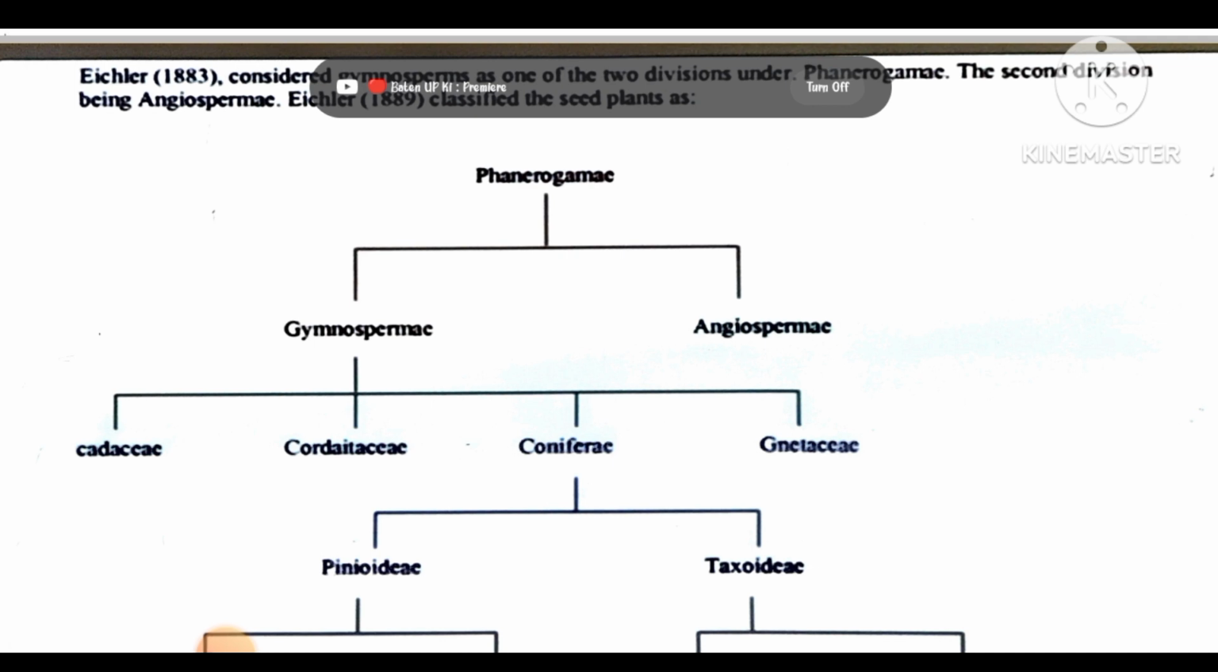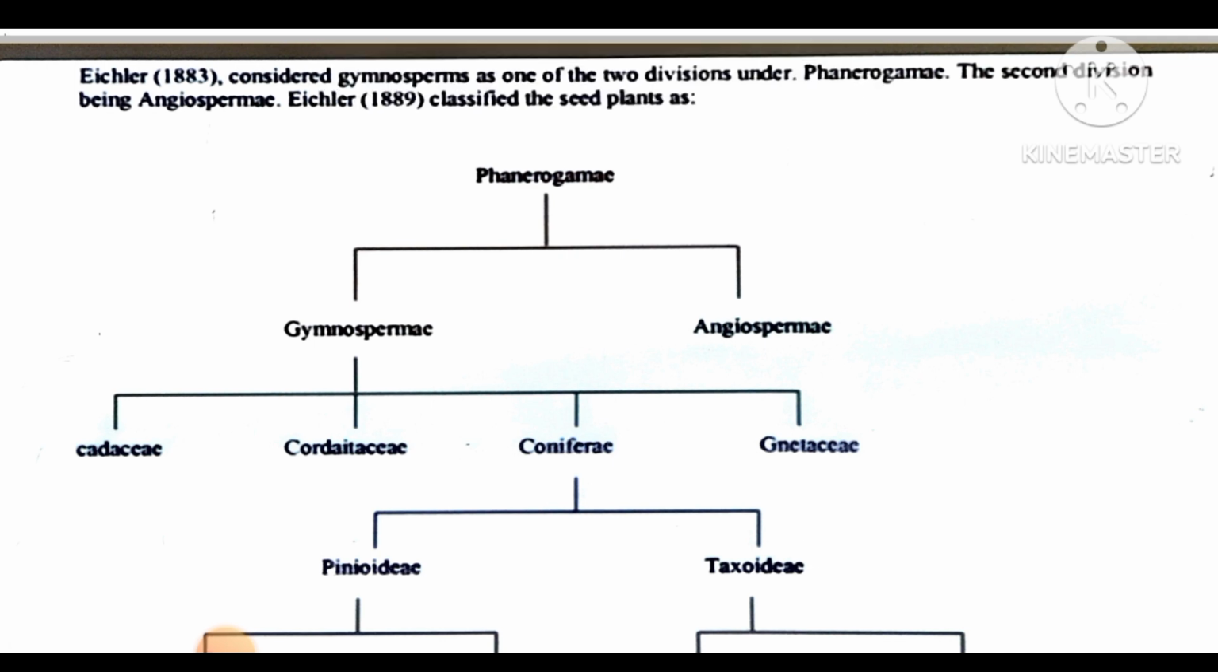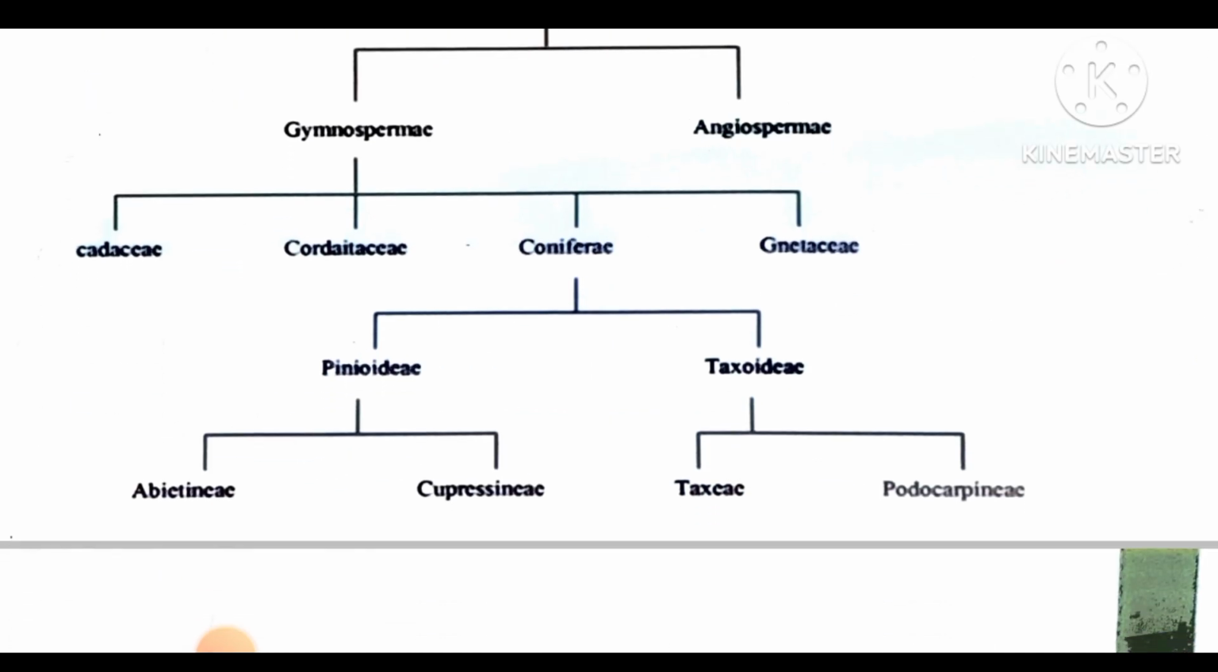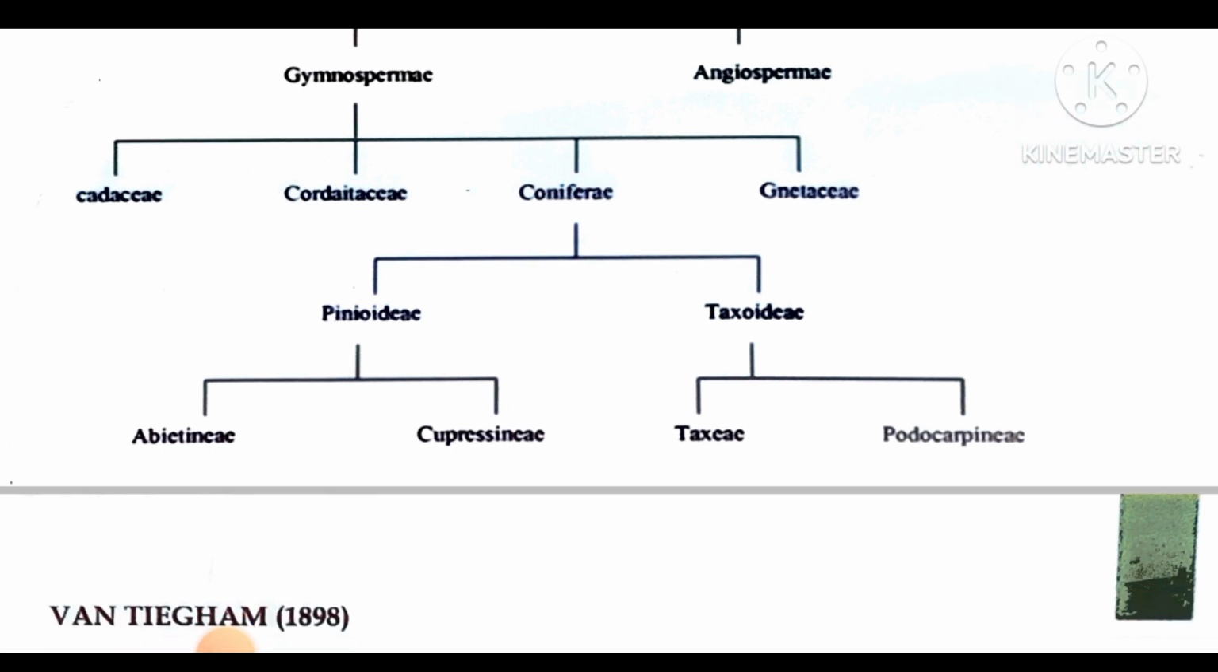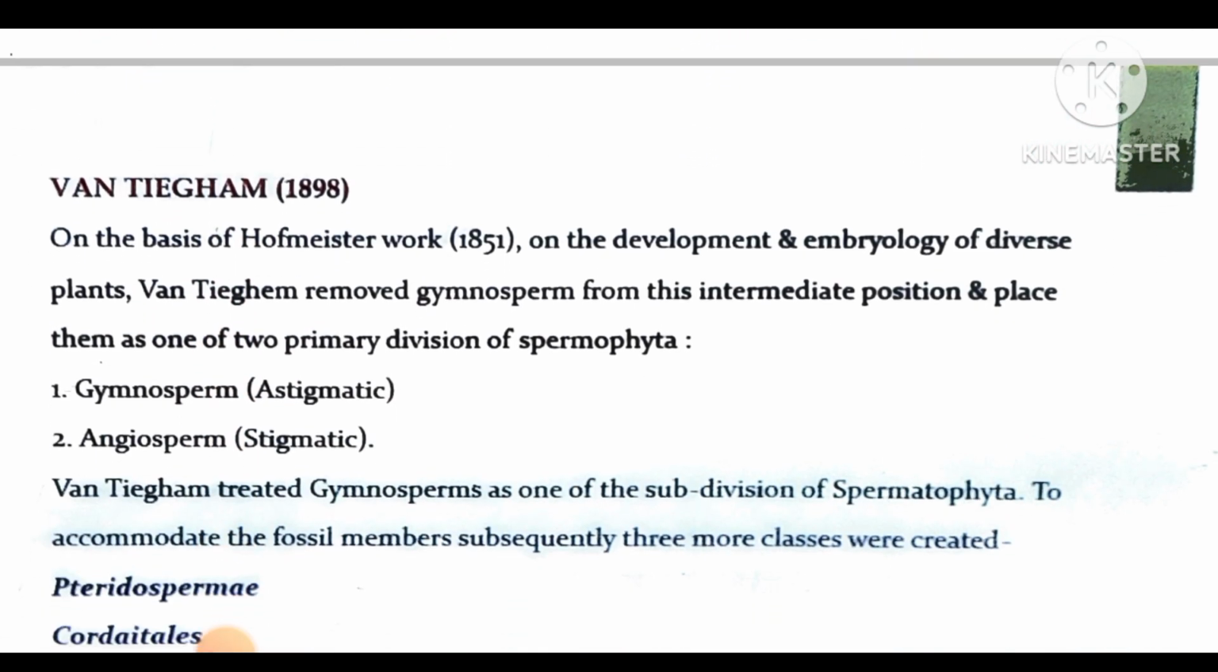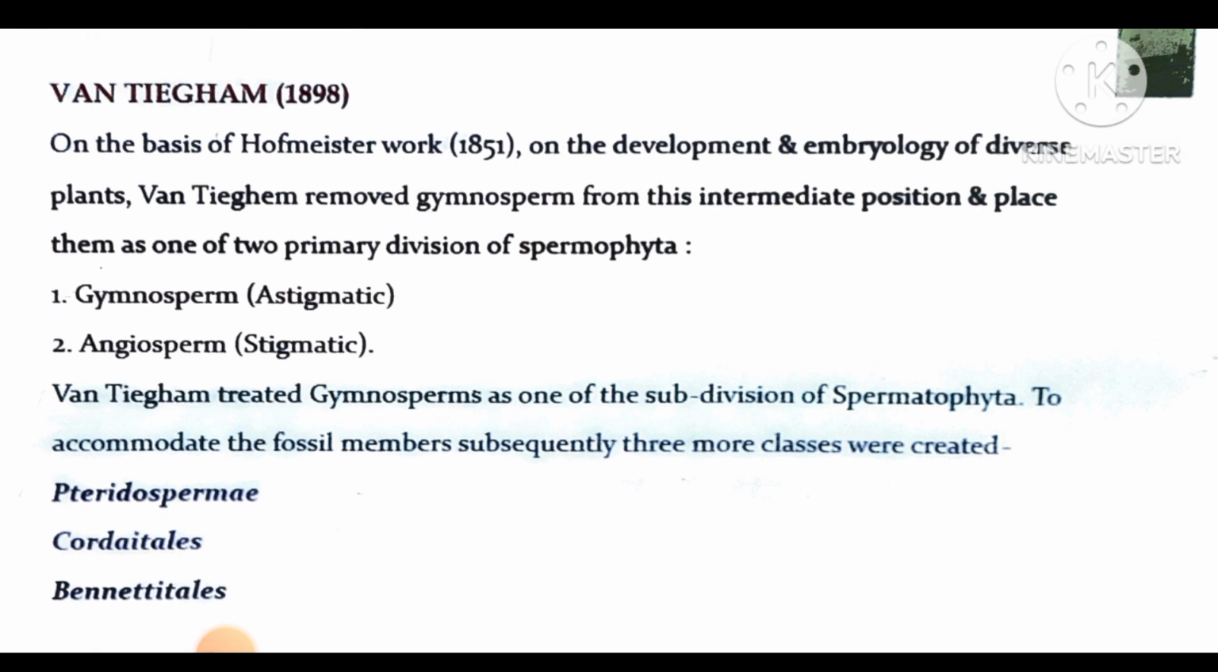Coniferaceae was further divided into Pinoideae, the Pinus group, and Taxoideae, the Taxodium group. Then further, Pinoideae is classified into Abietineae and Cupressineae. Then Taxoideae is further divided into Taxineae and Podocarpineae. Now come to the work of Van Tieghem in 1898.